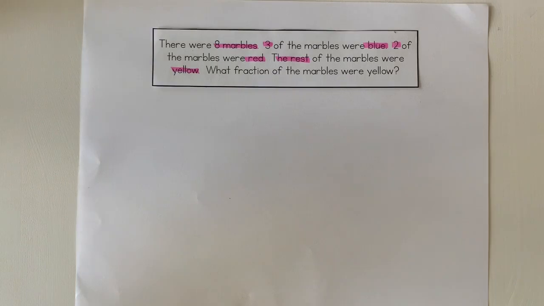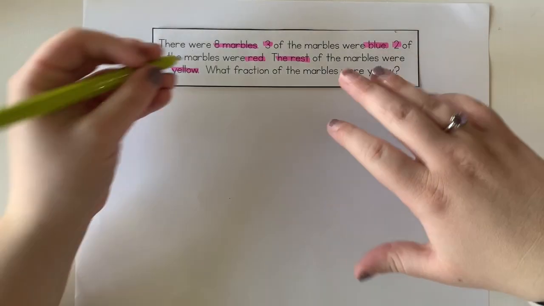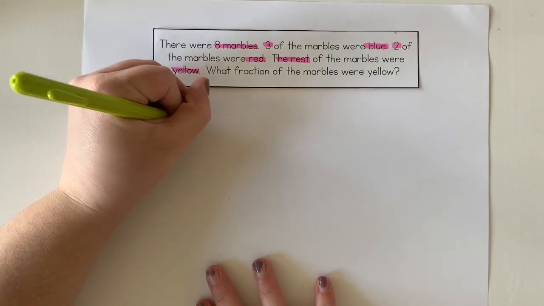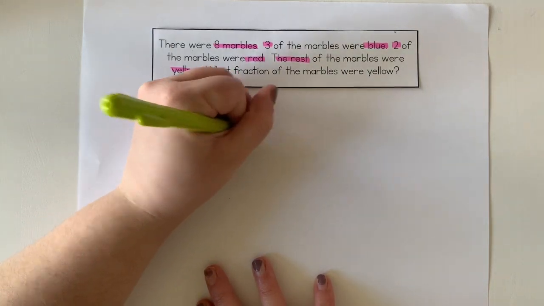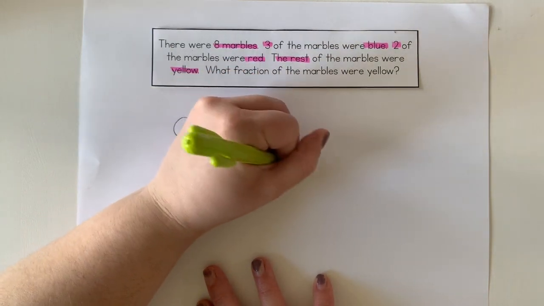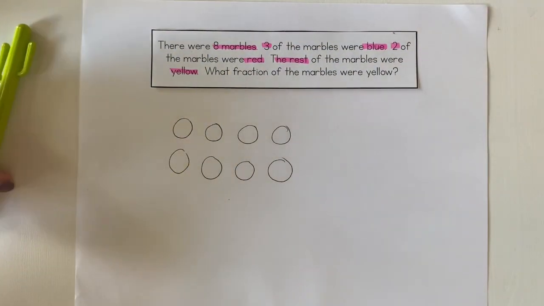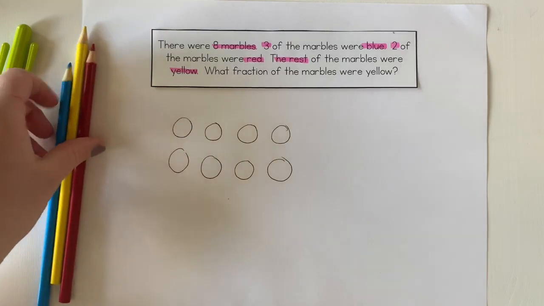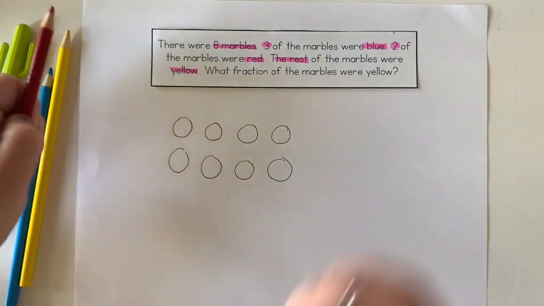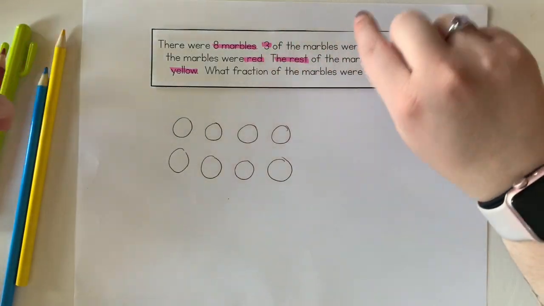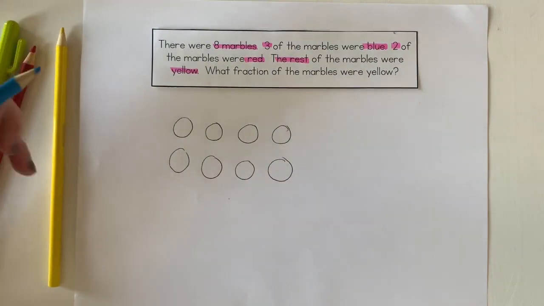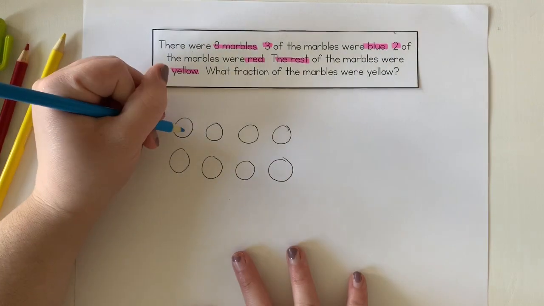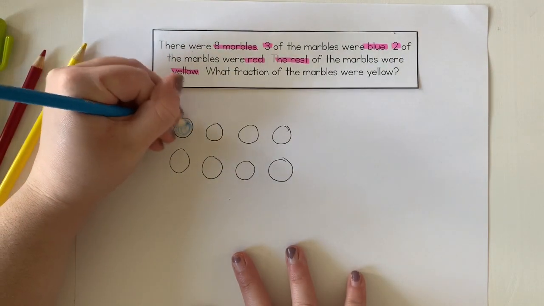First, I'm going to draw 8 marbles because that's the total. I know I'm not going to have any more than 8. Okay, then with my colored pencils, I'm going to color them in with the directions on the word problem. So it says 3 were blue, so I'm going to color in 3 of my circles blue.